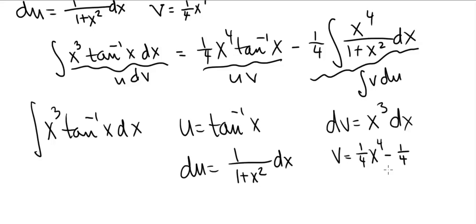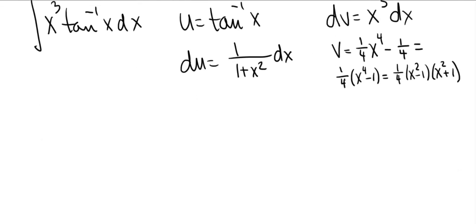But now the reason I selected minus 1/4 is as follows. I'm going to factor out 1/4. That leaves x to the 4th minus 1, which factors into x squared minus 1 times x squared plus 1, and it is that x squared plus 1 that will cancel the x squared plus 1 in the denominator that comes from du. So now with that selection, let's go back to our integral.